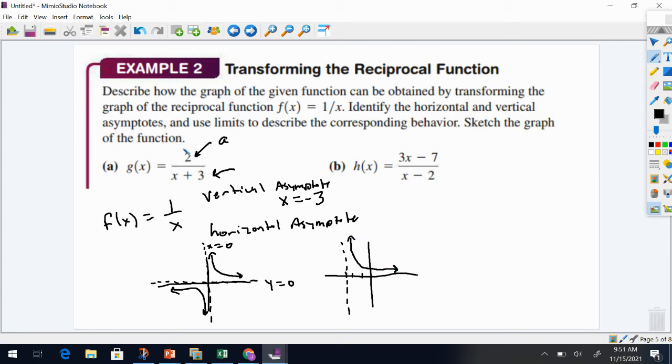Why is it y equals 0? Because the degree here is 0. The degree here is 1. 0 is less than 1. So I have a horizontal asymptote at y equals 0.